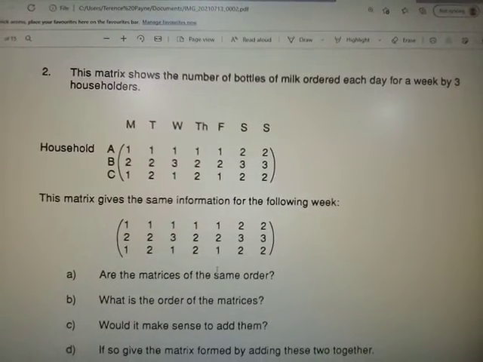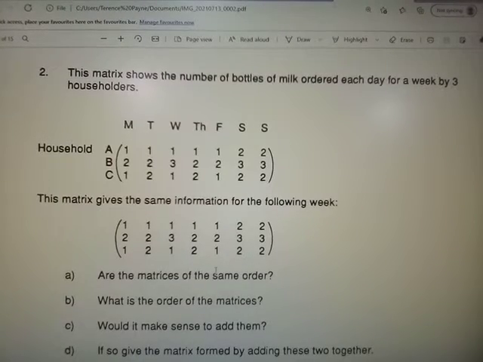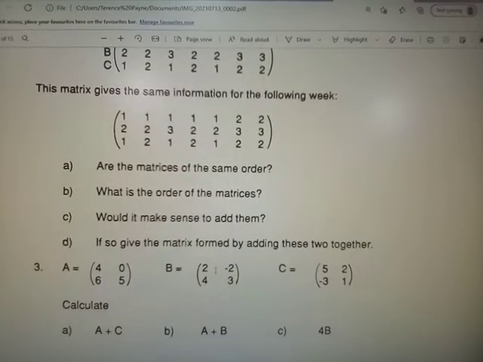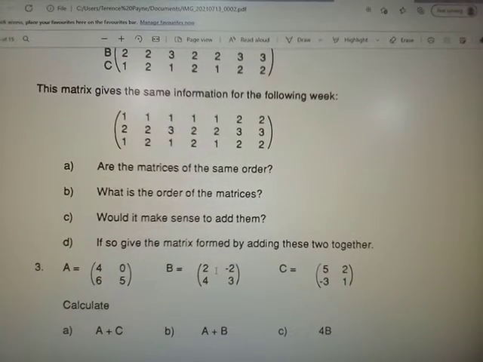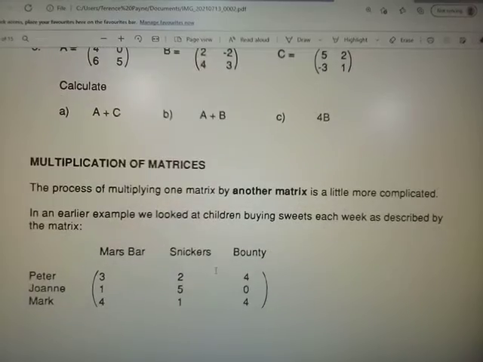This matrix gives the same information for the following week. And here all I'm going to do again is go through this with you. Again, we've done the practice above, so you should not have any problem with this.